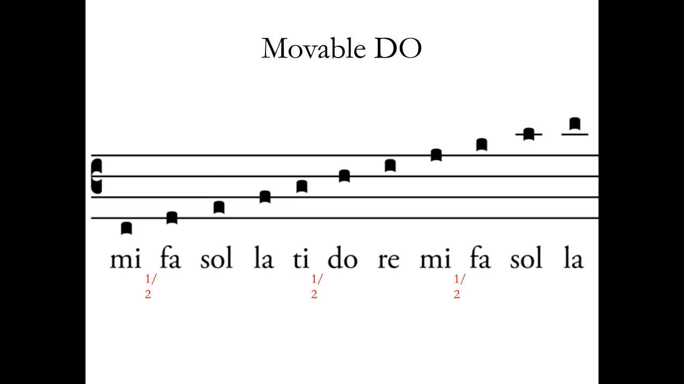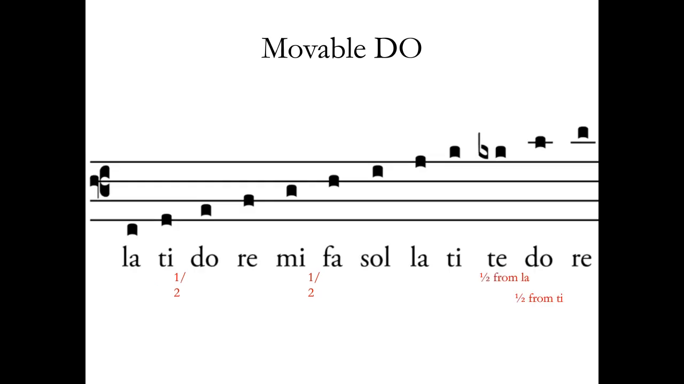We can also look at the same thing in a Fa clef, the clef here indicating where Fa is. So you see the different outline here. I've introduced something new in this slide as well, the flat sign. So in Gregorian chant, the only flat that you'll see is on Ti, which makes it Te.